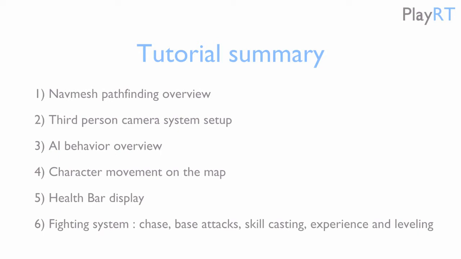Then in the fourth part, you will learn how to make the first behavior of the player, switching from idle state to movement state, making the player run in the level at the point where you clicked on the ground with the mouse.